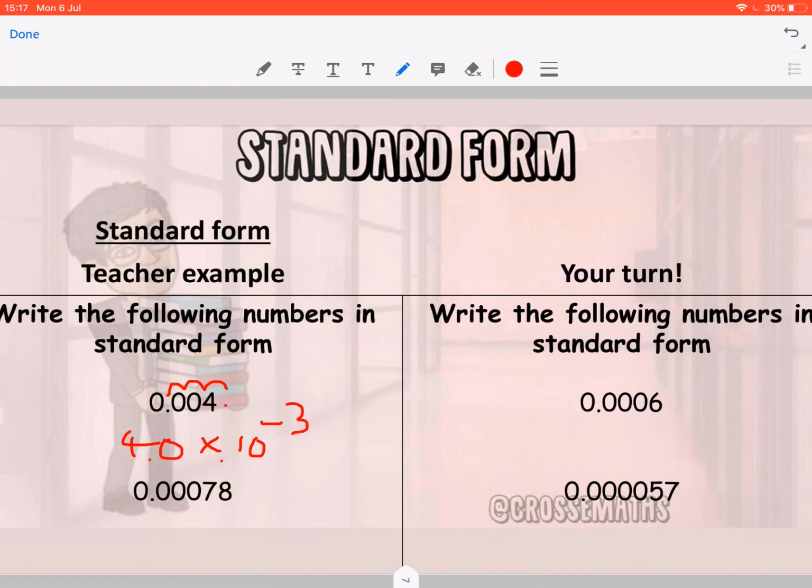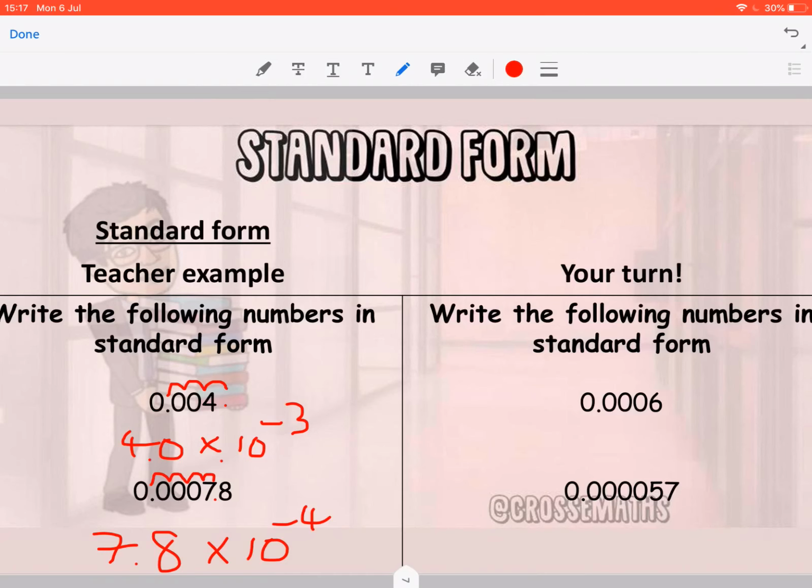Same thing with the bottom one. I want to make that number between 1 and 10, so I'm going to put it between the 7 and the 8. So I end up with 7.8 times 10. It's moved over 1, 2, 3, 4 spaces, so 7.8 times 10 to the power of minus 4. All the minus means, instead of timesing it by 10 4 times, you're dividing it by 10 4 times. That's all it means. Okay? Pause the video now and have a go at some of the ones on the right hand side, please.